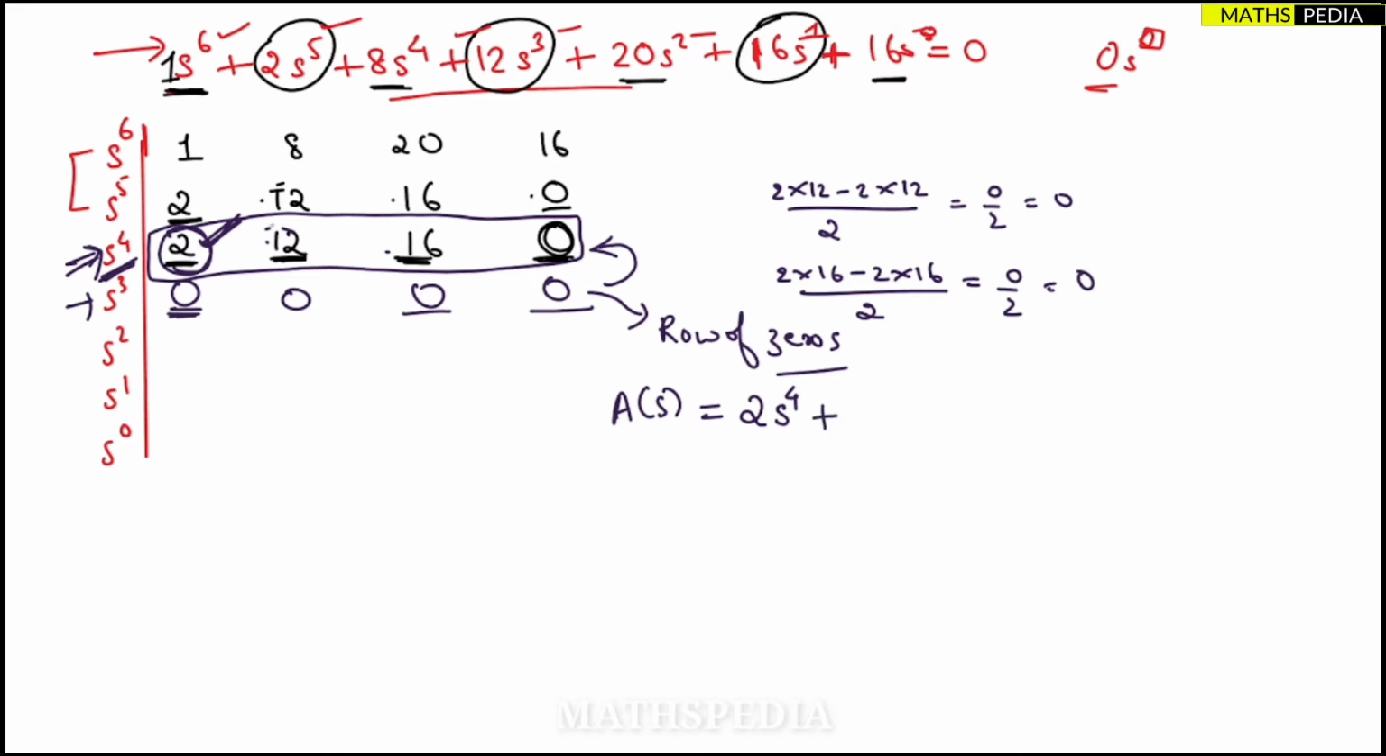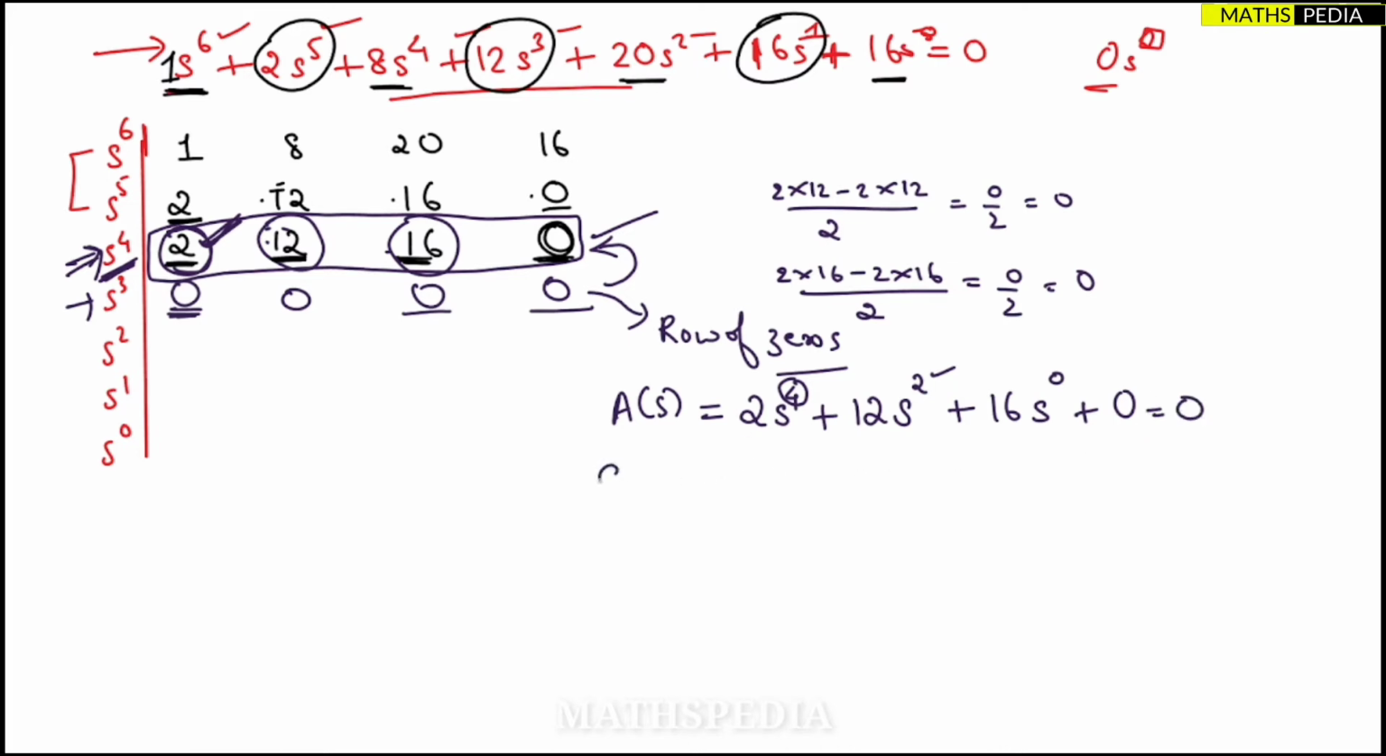Plus the next element, we have 12. The coefficient is 12. Then we have to write s power 2. What am I doing? I am just subtracting 2 from the power each time. Plus 16, s power 2 minus 2 is 0, so s power 0. Plus we have 0 here, no need to write it. So this is the equation we are getting. Equal to 0 you have to put.